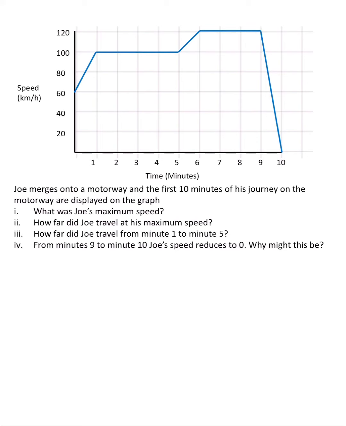Here, Joe merges onto a motorway and the first 10 minutes of his journey on the motorway are displayed on the graph. First question, what was Joe's maximum speed? Then, how far did Joe travel at his maximum speed? How far did Joe travel from minute 1 to minute 5? Then from minute 9 to minute 10, Joe's speed reduced to 0. Why might this be?